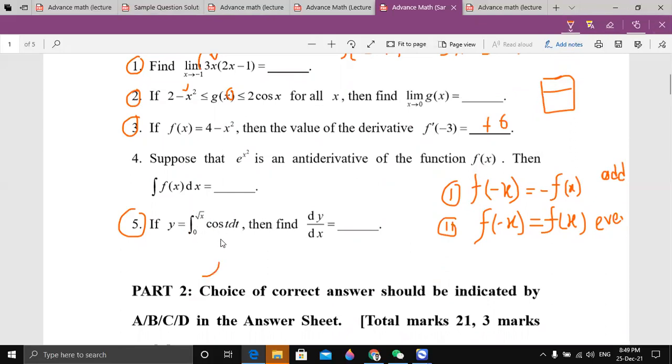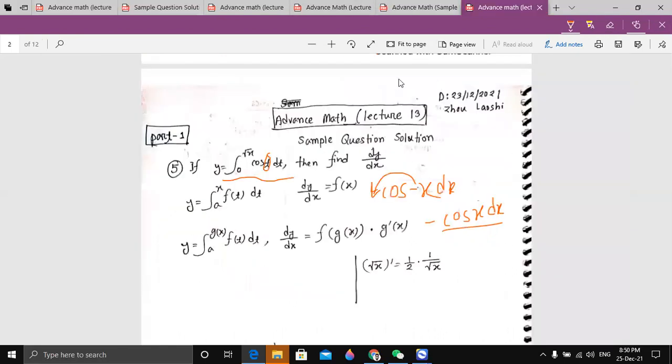A symmetric integral means integration of, suppose, minus a to a. This is a symmetric integral. So we will think about even function and odd function in the case of a symmetric integral, okay? But when it is this way, like 0 to root over x, this is not symmetric. That means it's very easy to calculate. We just need to focus on here.